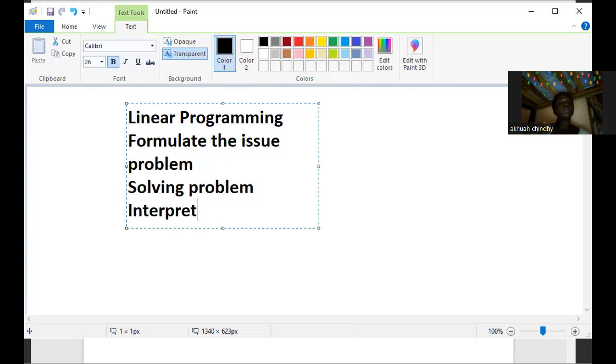You get it? So today we are going to look at the formulating of the problem. That's changing it from English form to mathematical form. So that's what we are going to deal with.